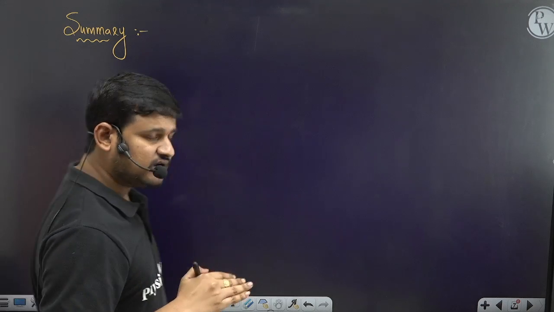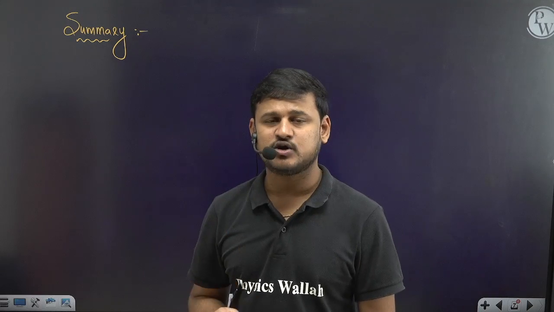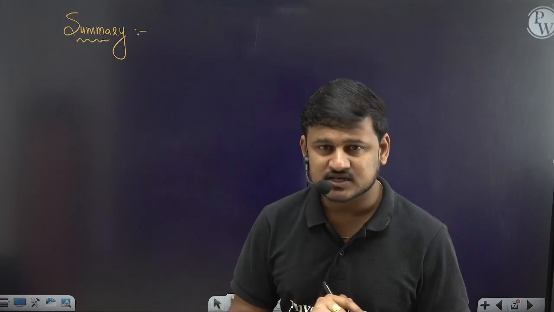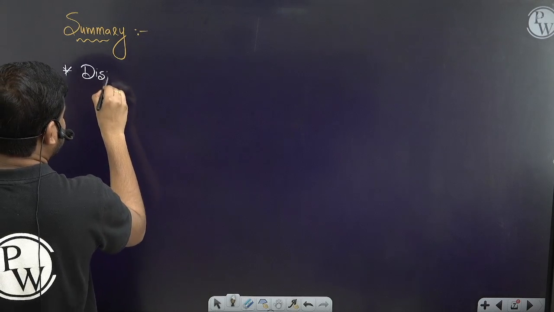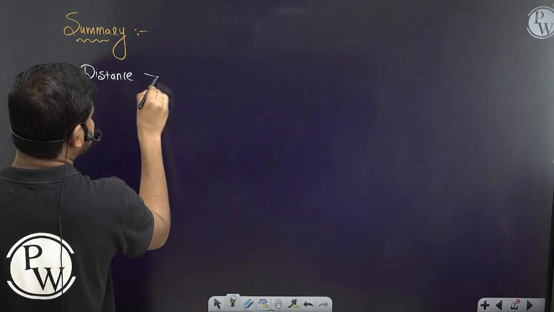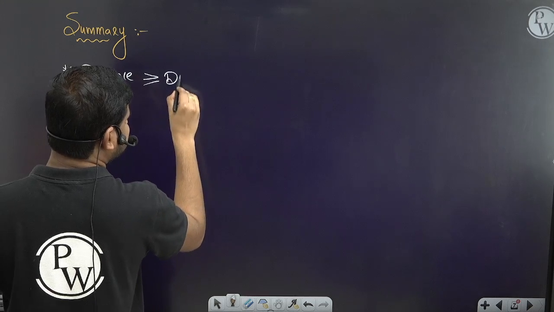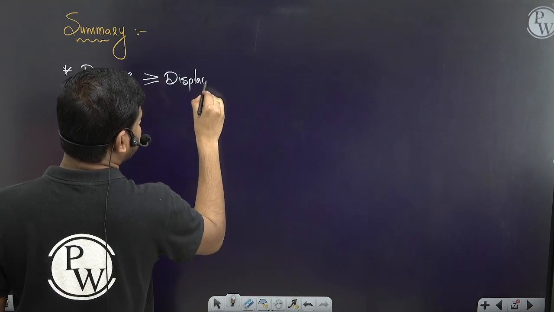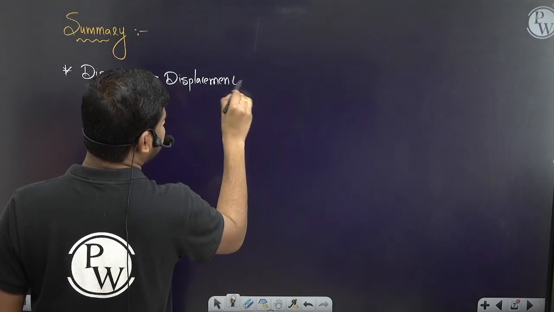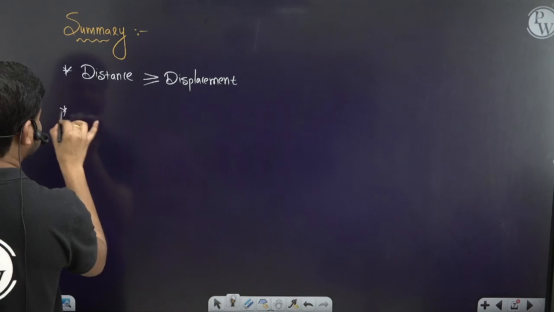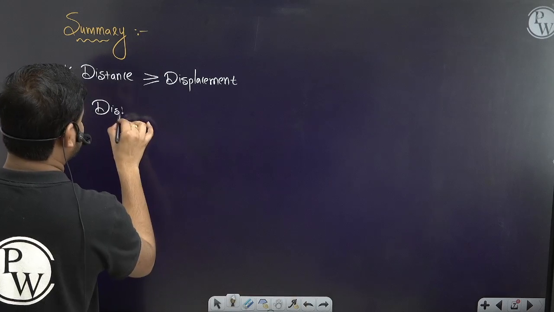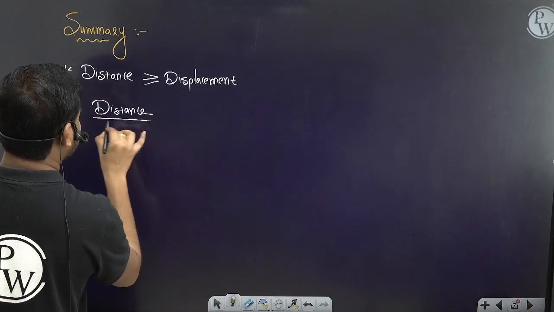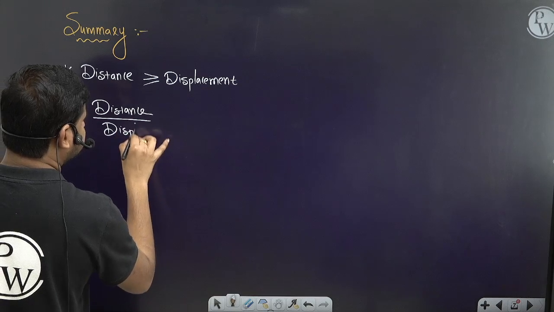First we defined what is distance and what is displacement. The distance is the total path covered by the body, and displacement is the shortest path covered by the body. We also know that distance will always be greater than or equal to displacement, or the numerical ratio of distance to displacement will be greater than or equal to 1. These are just the basics, right? The distance to displacement ratio will always be greater than or equal to 1.